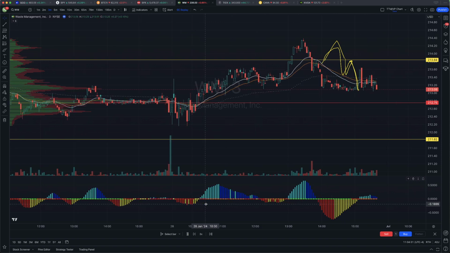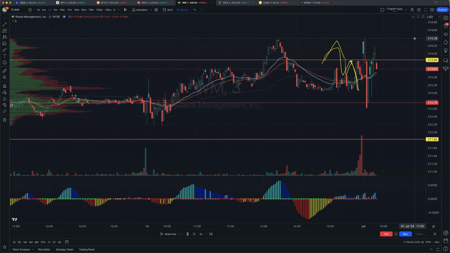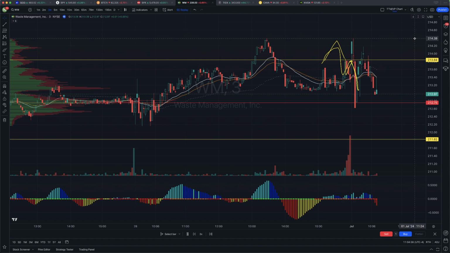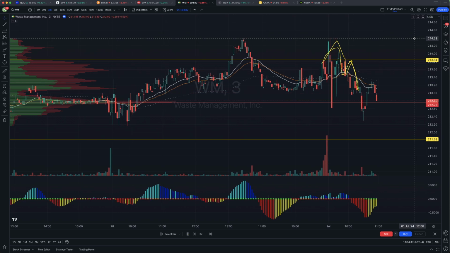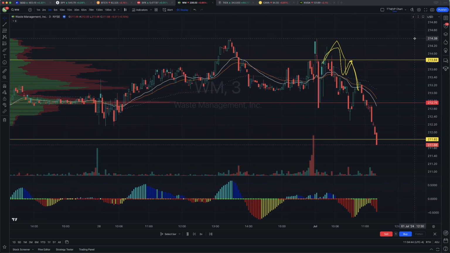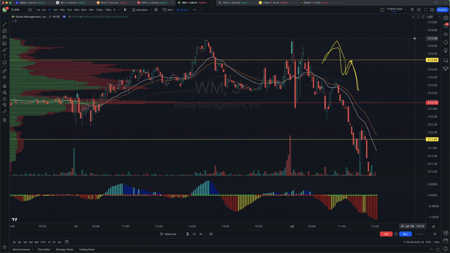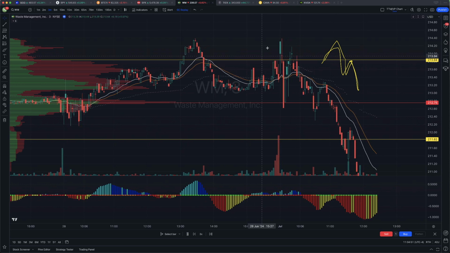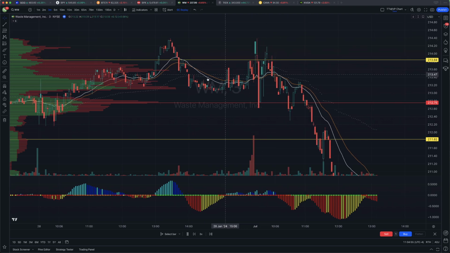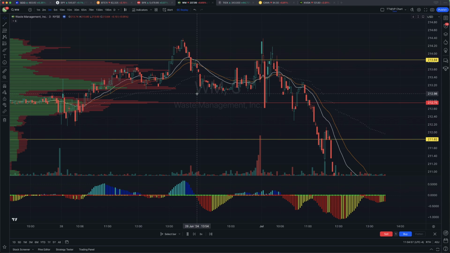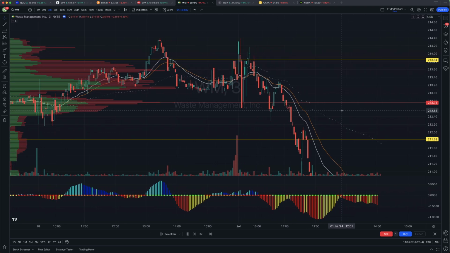It tried a few more times. Does it go again? It might go again. Yep, see, it tested it. We double topped. And then it just says there's just no buyers up there. And down it goes. And you can see how many times it tried to get above that, and there just weren't the buyers at that level.